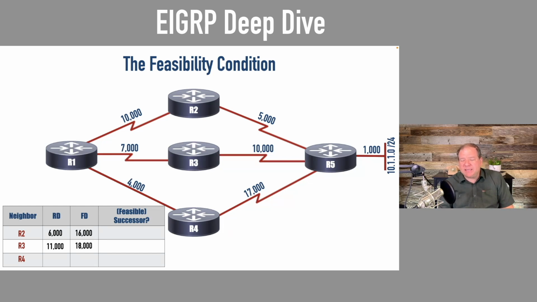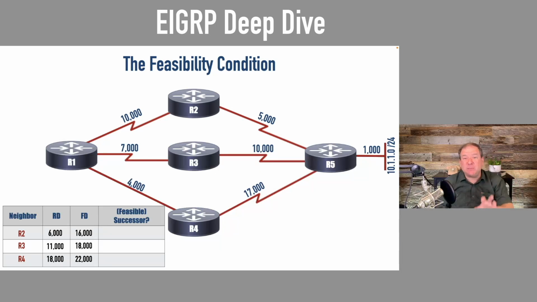We're going to be able to get to 10.1.1.0 from R4 by going over to R5 with a metric of 17,000, and then out of R5 with a metric of 1,000. That's 18,000. R4 is reporting a distance of 18,000, and it's going to cost me 4,000 to get to that. That's a whopping feasible distance of 22,000.